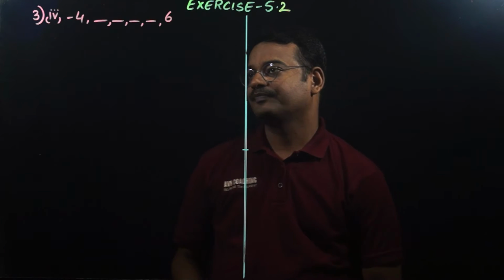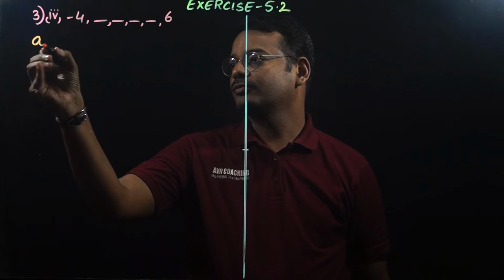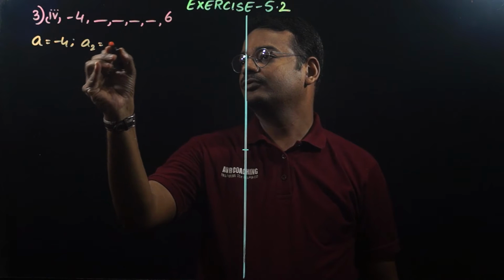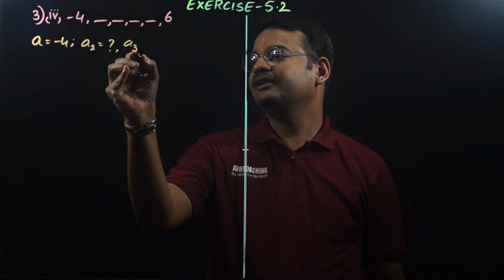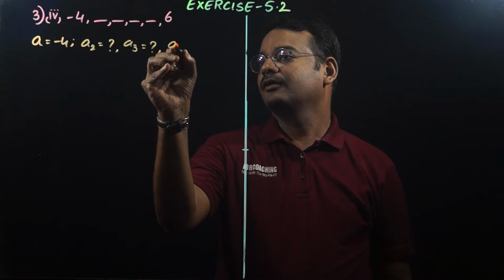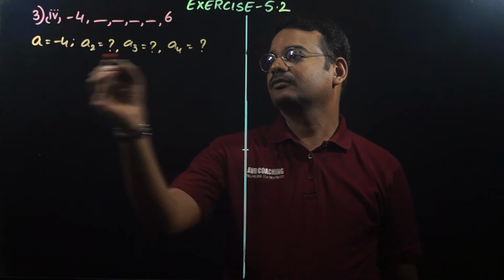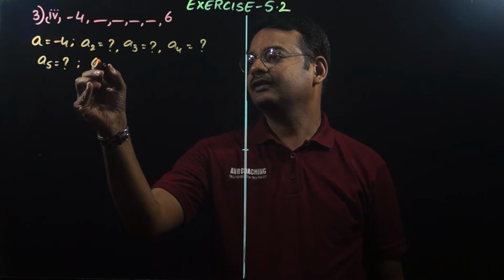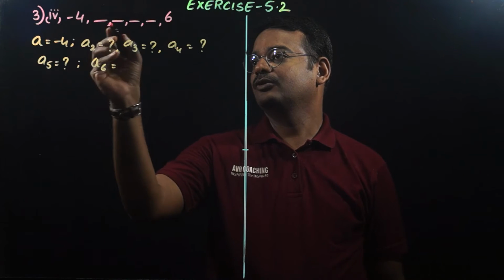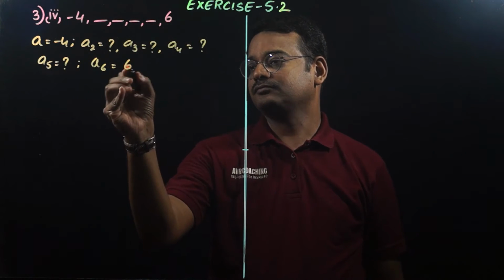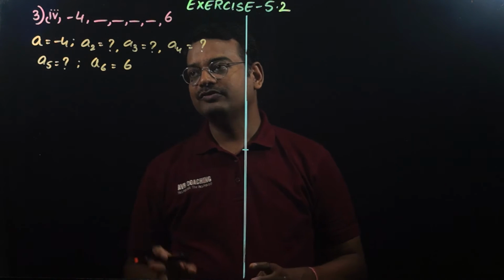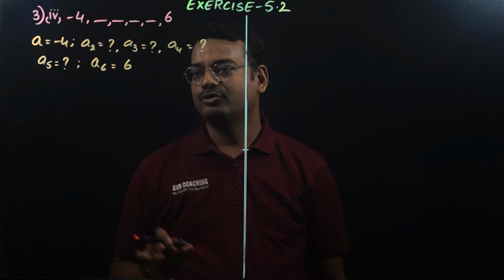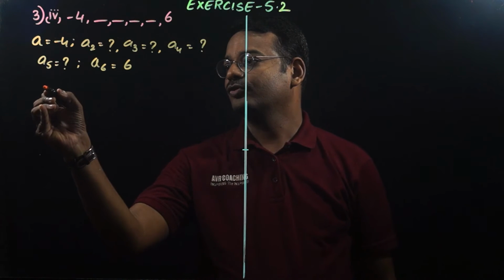That is the fourth bit, we have A value equal to minus 4. We don't have A2, A3, A4, A5 also we don't have, but we have A6 value: 1 2 3 4 5 6. Now because we cannot use A value to find D, we will be using the only value available to find D, which is A6.